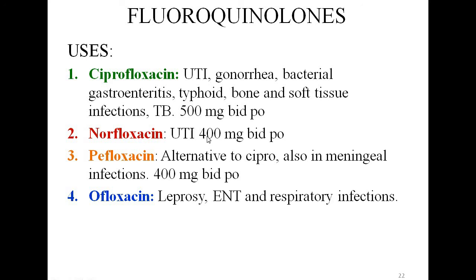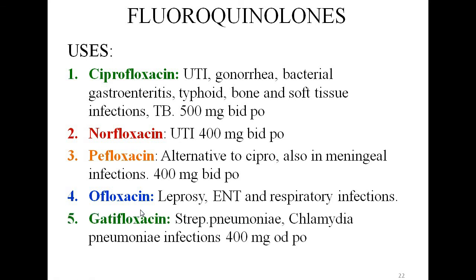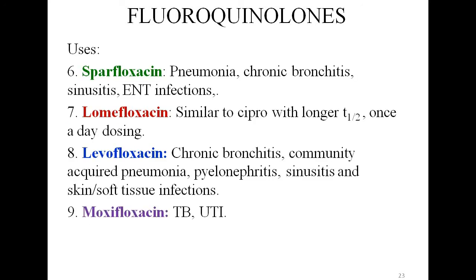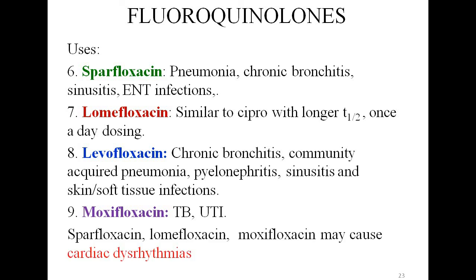Norfloxacin, reserved for urinary tract infection, 400 milligrams twice a day per oral. Pefloxacin as an alternative to ciprofloxacin, 400 milligrams per oral twice a day. Ofloxacin, reserved drug in leprosy. Gatifloxacin, especially for pneumonia, streptococcus pneumonia and chlamydia pneumonia infection, 400 milligrams once a day per oral. Levofloxacin for chronic bronchitis, community-acquired pneumonia, sinusitis, etc. Sparfloxacin, lomefloxacin, moxifloxacin. These are among the ones which are known to cause cardiac dysrhythmias.